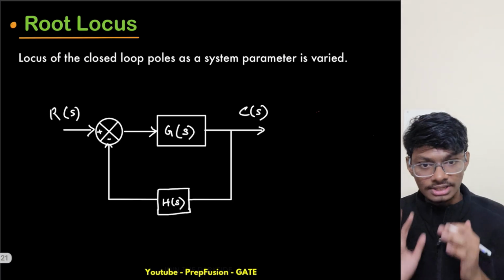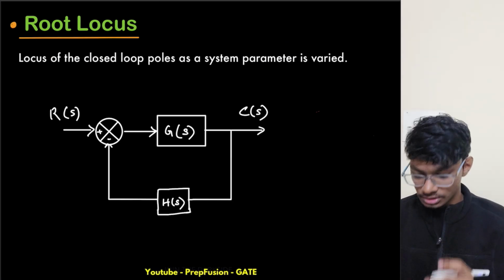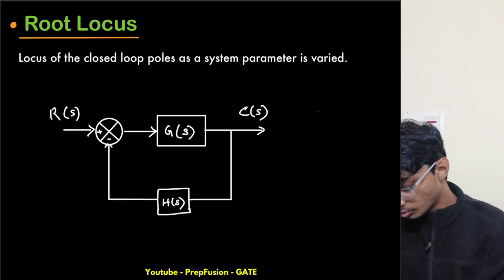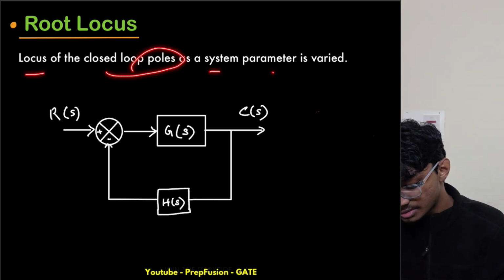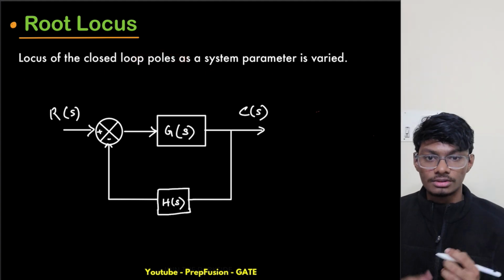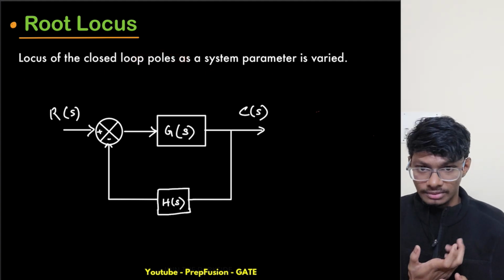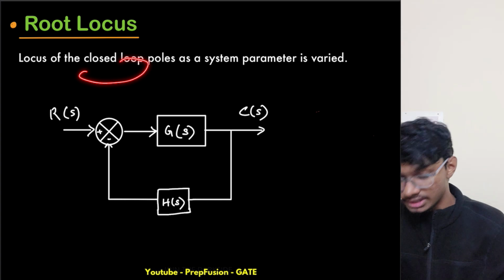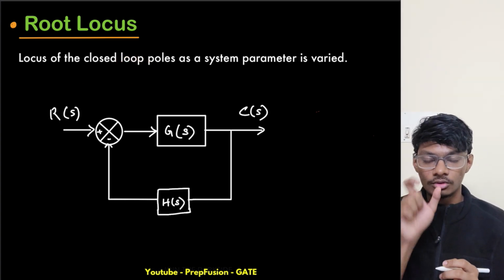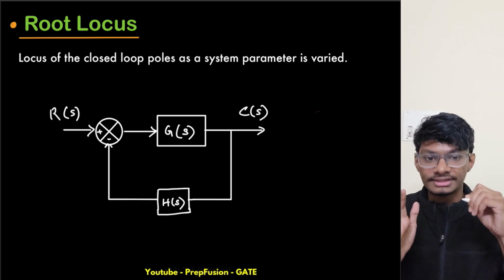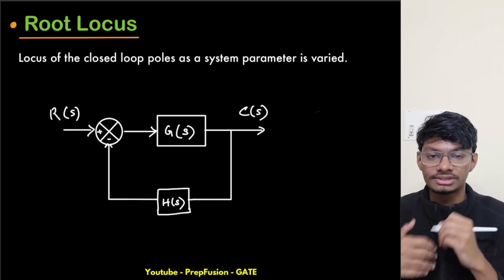So yeah, let's start with what is a root locus. So let's read this, right? Root locus is the locus of the closed loop poles as the system parameter is varied. I will come to the system parameter. But what do you understand? It is a locus, right? We have studied in class 11th or 12th what is locus. Locus is basically a trace or path.